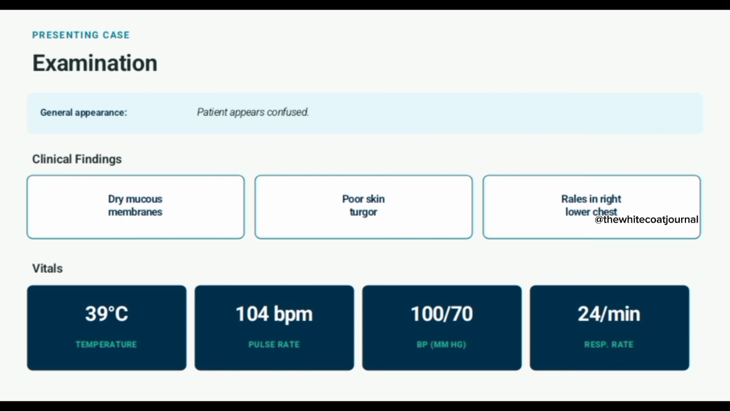His pulse rate was 104 beats per minute and blood pressure was 100 by 70 mmHg, suggesting volume depletion. His respiratory rate was elevated and he was febrile. Rales were present over the right lower chest, suggesting possible lower respiratory tract infection.